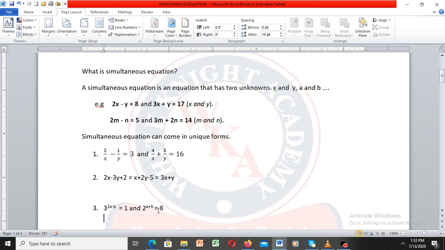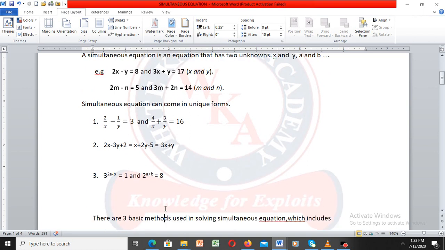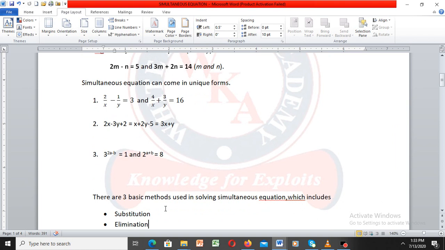Now, another type of simultaneous equation in a unique form is when we have something like 3 raised to power 2a minus b is equal to 1, and 2 raised to power a plus b is equal to 8. You can see that this is coming in an indicial or exponential form. It's indices, 3 raised to power 2a minus b and 2 raised to power a plus b. And so in the next class, we're going to be treating these types of simultaneous equation.